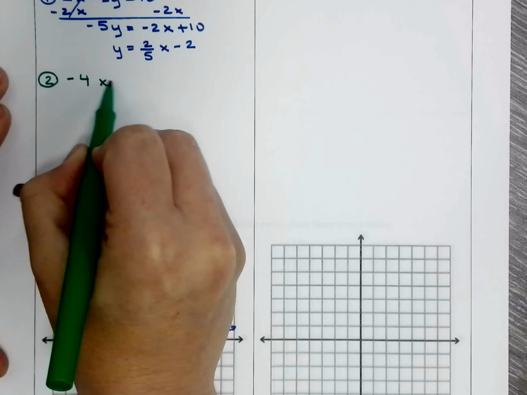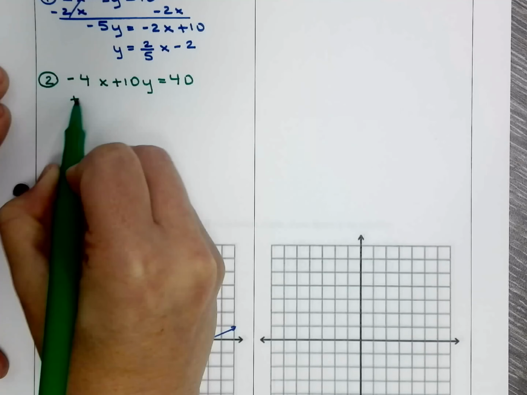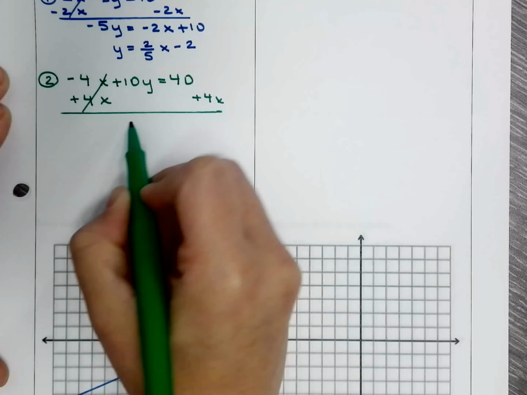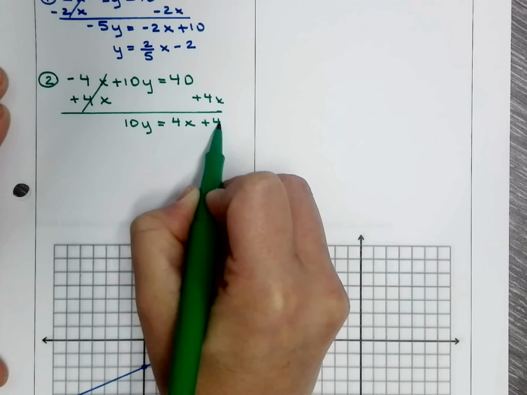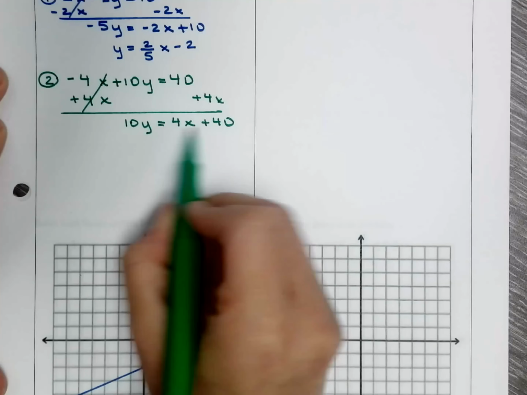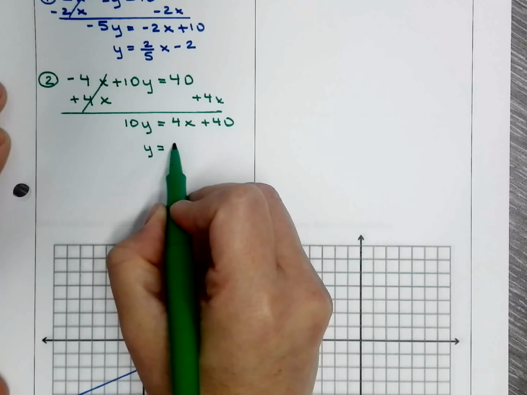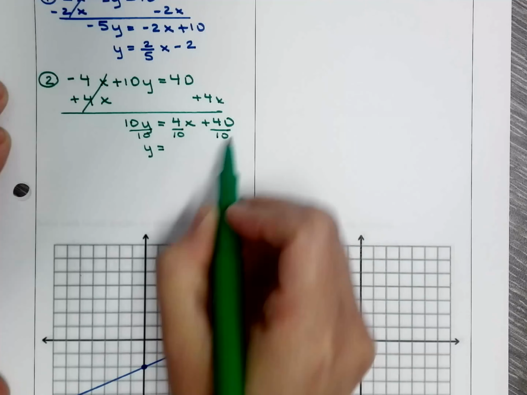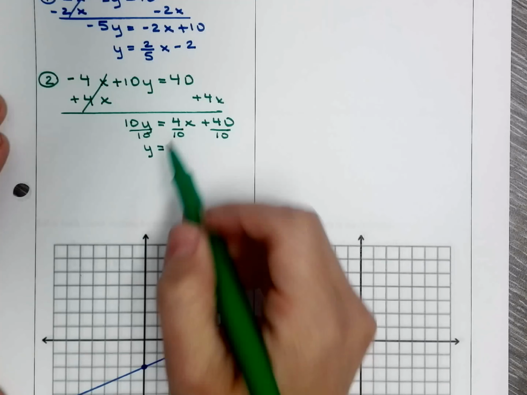So negative 4x plus 10y equals 40, plus 4x on both sides. I have 10y equals 4x plus 40. Divide everybody by 10. I want to pause right here. When I divide by 10, I have 4 over 10, but I need to simplify that fraction.